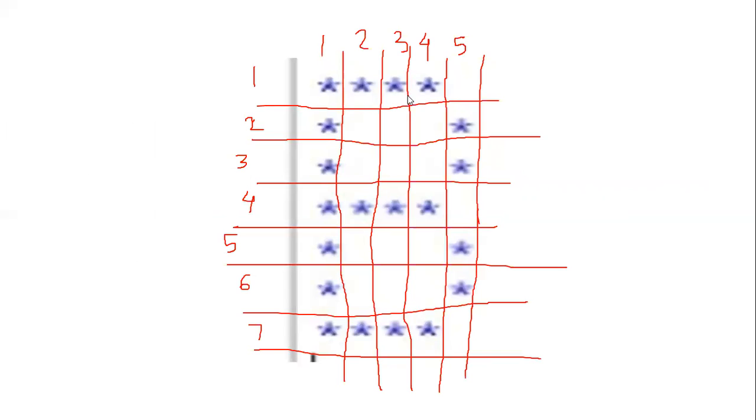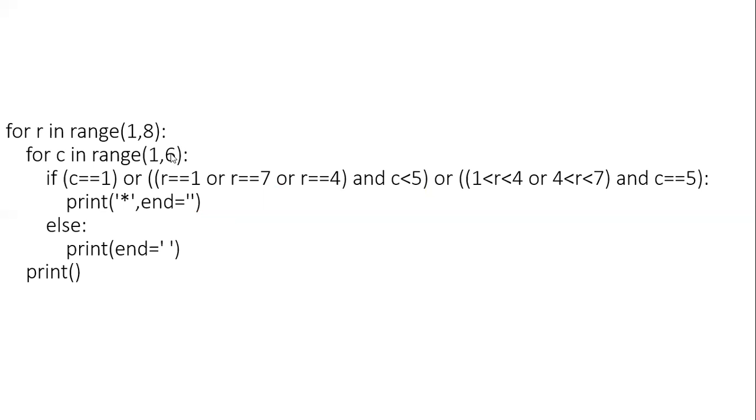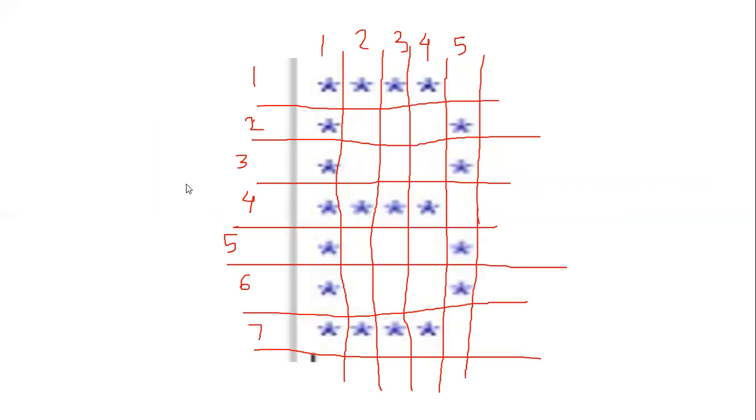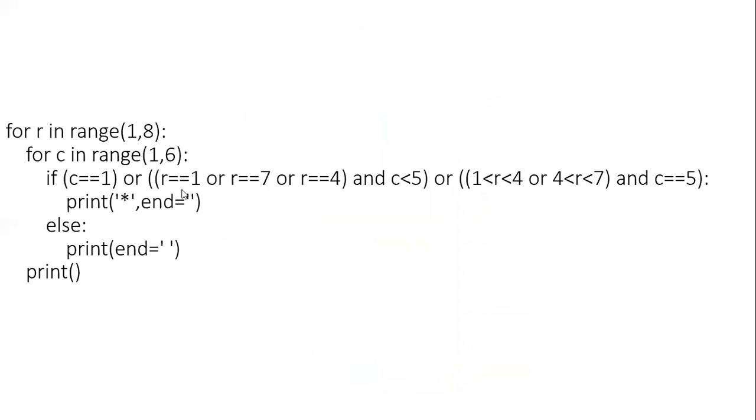So where do we need stars? For C, if C equals 1, so in first column, where do we need stars? In all the positions, in all the rows which belong to first column, we need stars. So there is no restriction on first column. And the other part is if R equal to 1 or 7 or 4 and C is less than 5.